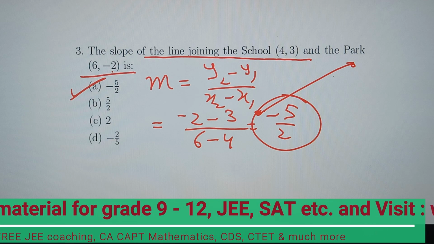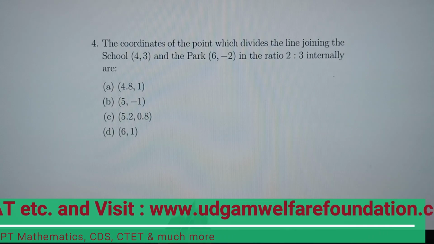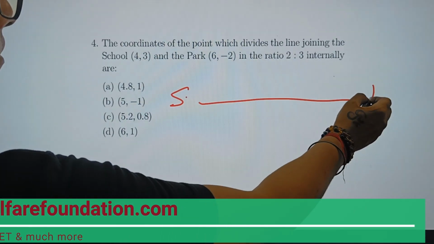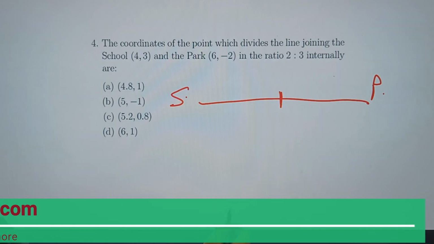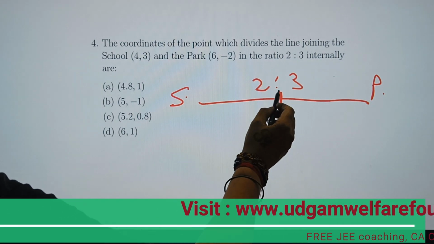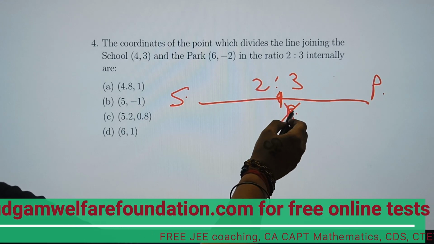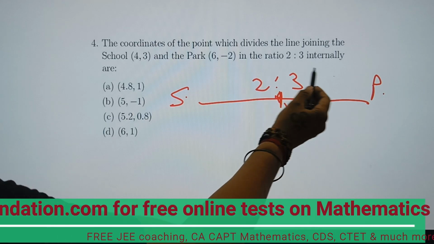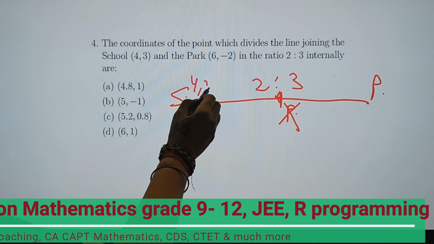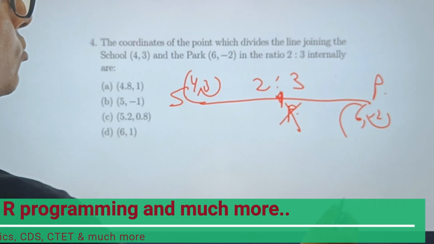Now let's move towards question number 4. So this is our question number 4, which states the coordinates of the point which divides the line joining the school and the park in the ratio 2:3. That means this particular point, let us say P, or we can say X, is dividing this particular line in the ratio 2:3, where school coordinates are 4,3 and park coordinates are 6,-2.